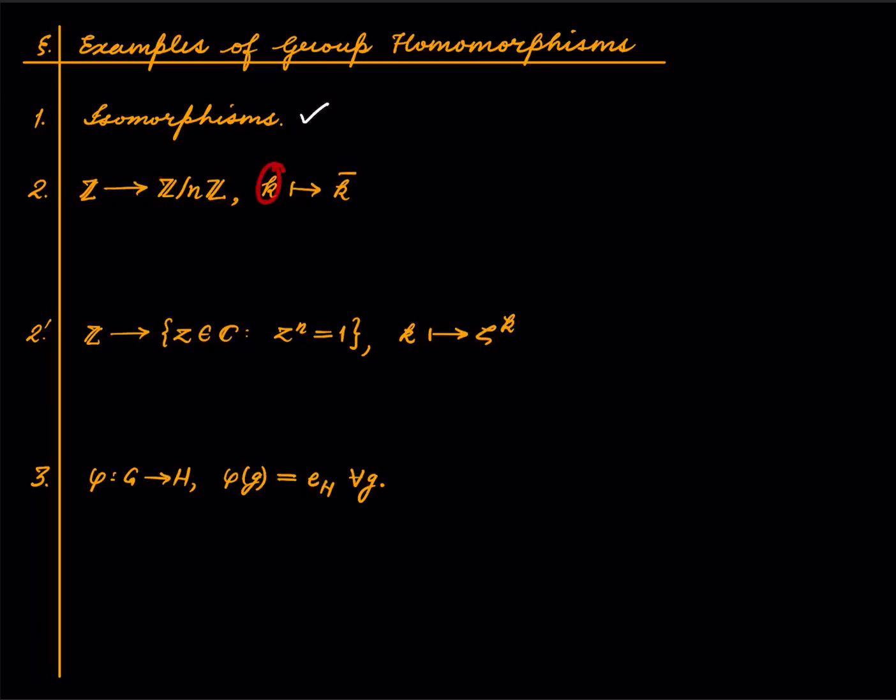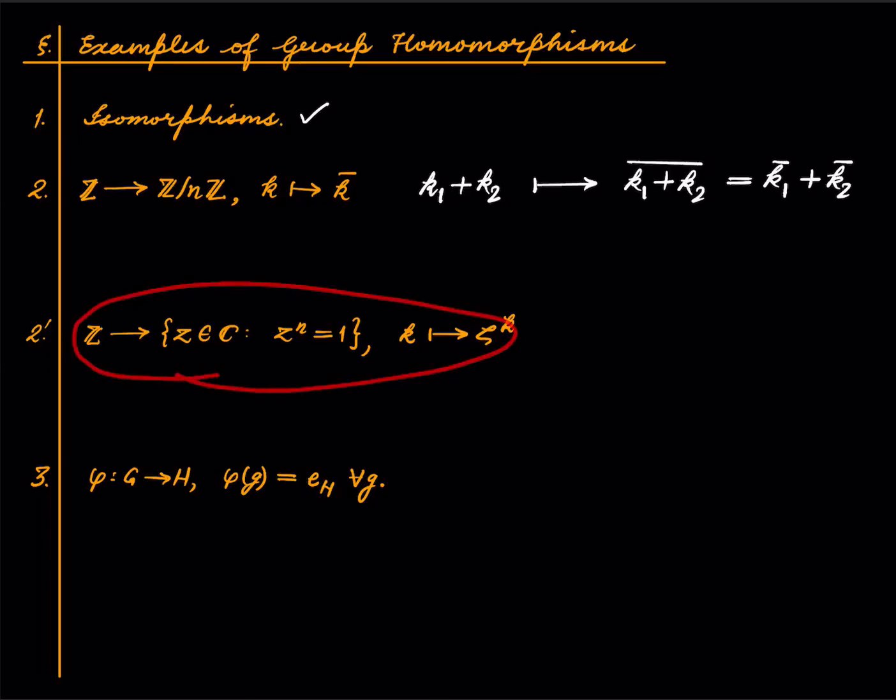The map which takes an integer to its remainder class modulo n, this is a group homomorphism. The reason is very simple, because if you do k1 plus k2, what does it map to? It maps to, by definition, the class of k1 plus k2. But we know that this is equal to the class of k1 plus the class of k2. This is how addition behaves in Z mod nZ. So that's why this is a group homomorphism.